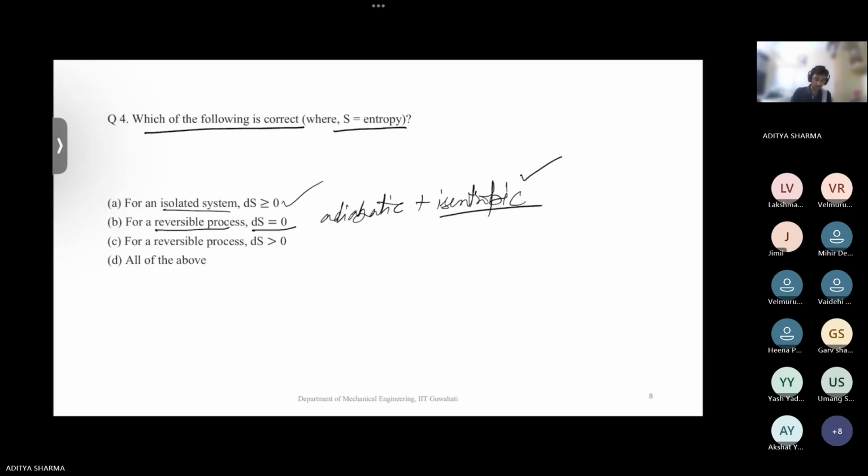Isentropic process basically is the one where we have entropy as constant, right? So the change in entropy is zero. Okay. So in that case, B is correct. For a reversible process, change in entropy is greater than zero. This is not correct, right? So this should have been for an irreversible process.